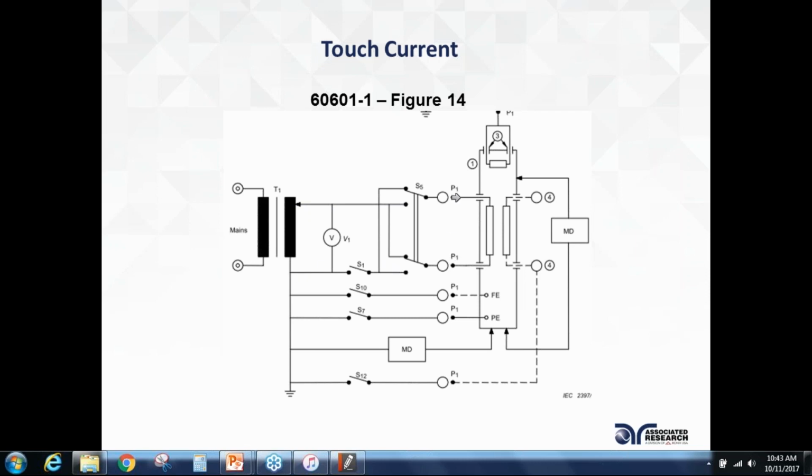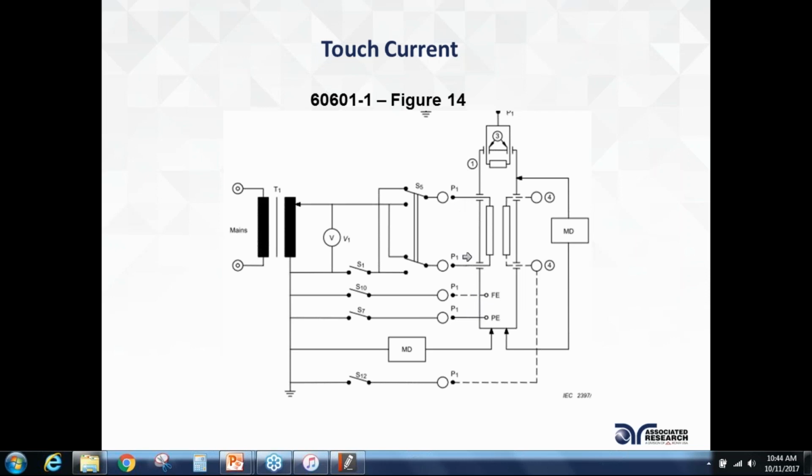P1 points are your points where the product is being plugged into the wall. So you have a line and neutral, and you could either have a protective earth, the PE that's listed out here, and some equipment may also have the functional earths. But let's just talk about the protective earth for a second.